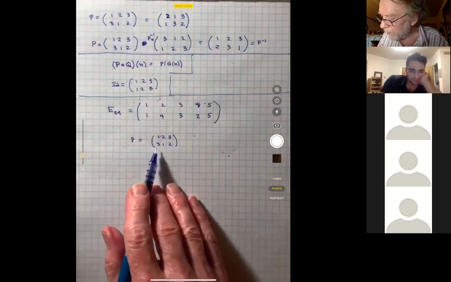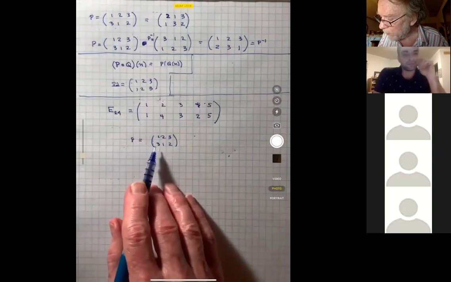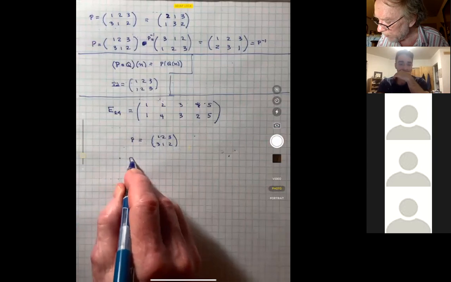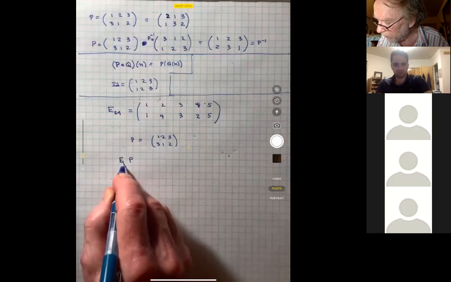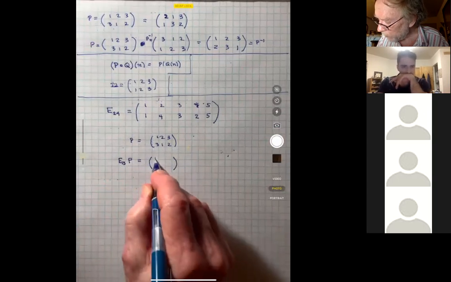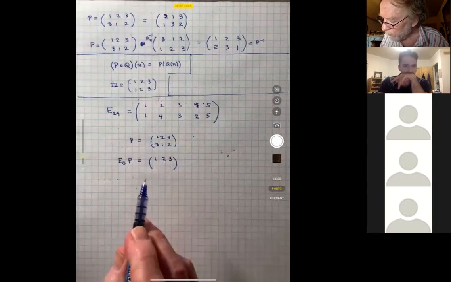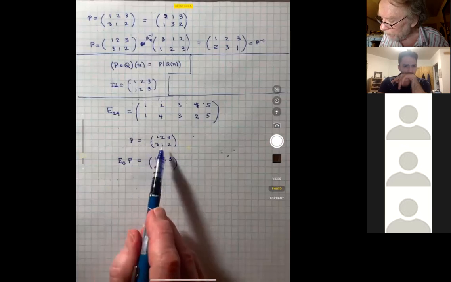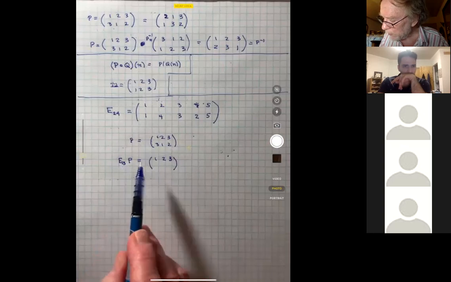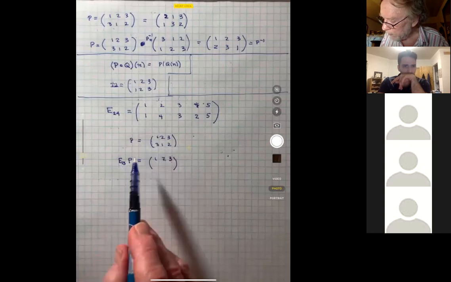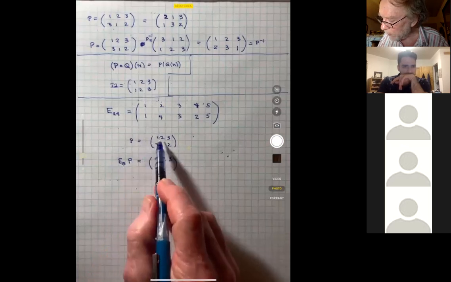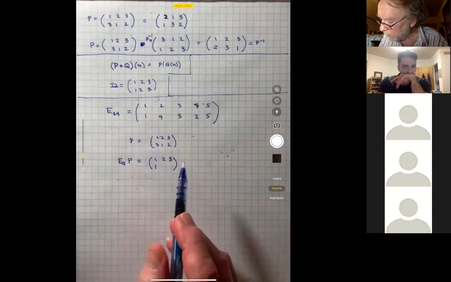Let's look at the first column. It maps 1 into 3. What I want to do is fix that up so it maps 1 into 1. So what I'm going to do is take this P and multiply on the left by the exchange 1, 3, E13. And what is that? Well, I'll put the 1, 2, 3 in the first row. So this is multiplying, first carrying out this permutation and then following it by the E13 permutation. First one maps 1 to 3. And then E13 maps 3 back to 1. So the 1 goes to the 1. That's what I wanted. That's why I set that up, to straighten out that first column.